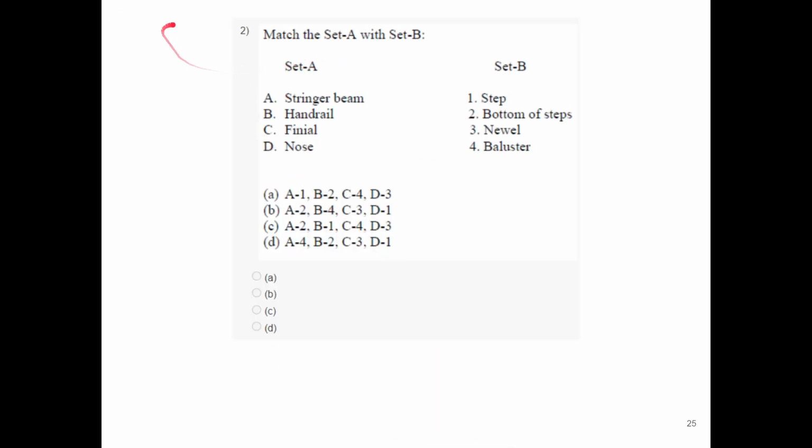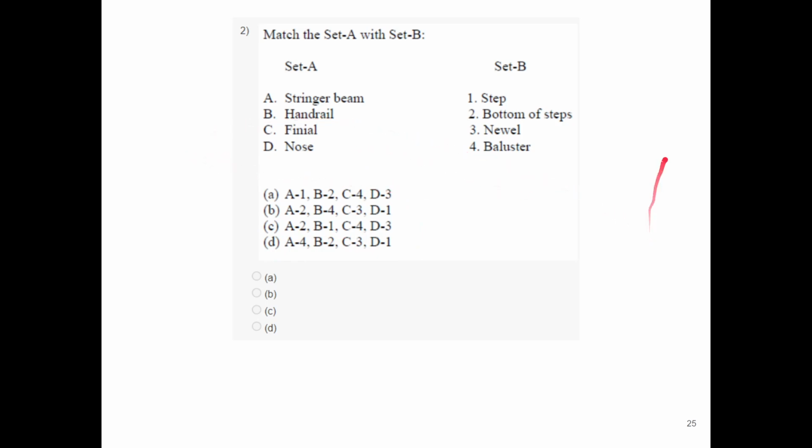Second question, match set A with set B. Set A is: A stringer beam, B handrail, C finial, D nose. Set B is: one, bottom of steps; two, ; three, newel; four, baluster. What is the correct combination? First choice is A1, B2, C4, D3. Second choice is A2, B4, C3, D1. Third choice is A2, B1, C4, D3. And fourth choice is A4, B2, C3, D1. So what will be the correct choice?